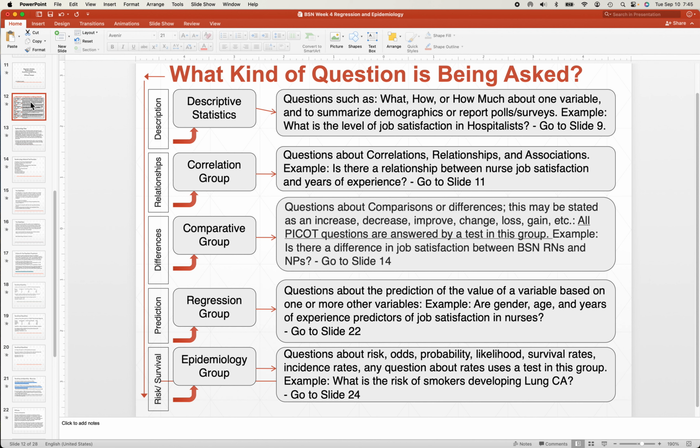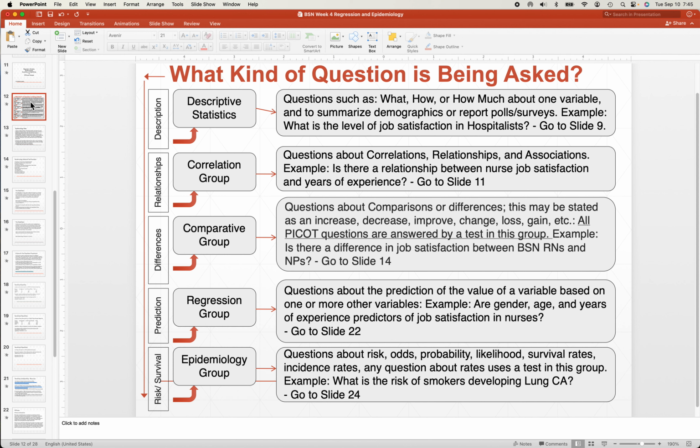So, if our question has terms like correlation, relationship, or association in it, it is a correlation question that calls for us to have a correlation study with correlation statistics to analyze our data. An example would be, is there a relationship between job satisfaction and years of experience in, for example, staff nurses?